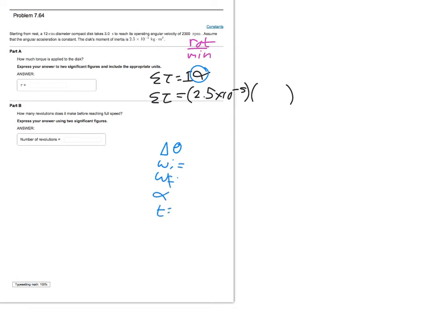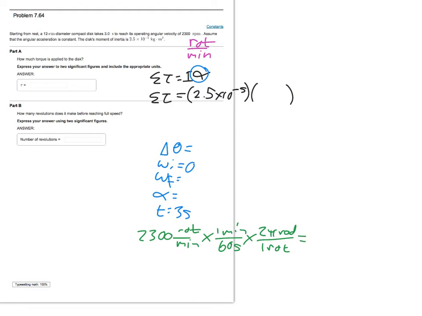So in order to do that, I'm going to think about angular kinematics here. I know I'm starting from rest, so the initial speed is 0. I know the time it takes is 3 seconds, and I can figure out that final angular speed. I'm just going to need to convert a little bit. So I have 2,300 rotations per minute, and we want to convert that to radians per second. I know that 1 minute is 60 seconds, and that 1 rotation is 2 pi radians. And so I find that the angular speed in radians per second is 240.9 radians per second.